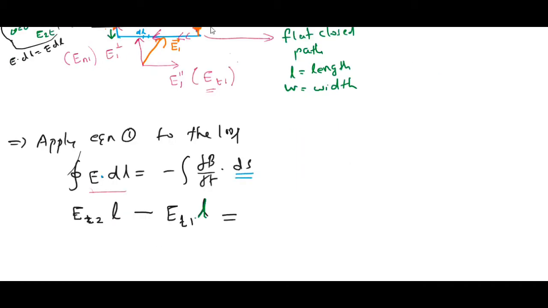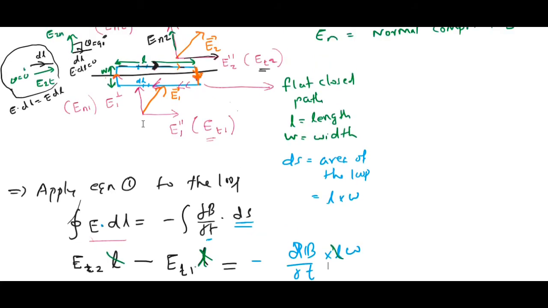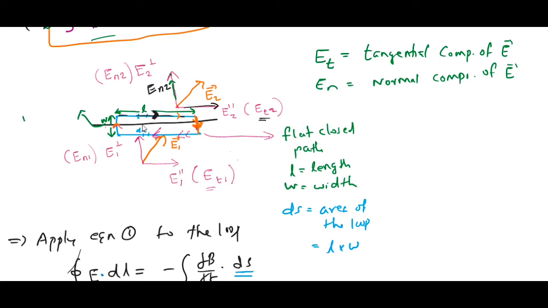What about the right hand side? On the right hand side you can see dS. Dou B by dou t we cannot do anything. dS is the area of this loop. Area means length is L and width is W. Therefore, I can write minus of dou B by dou t, or if I take it outside, the integral of dS, or write this as L into W. Here this L can be cancelled out, and we have assumed the width is very small. This width approaches 0.